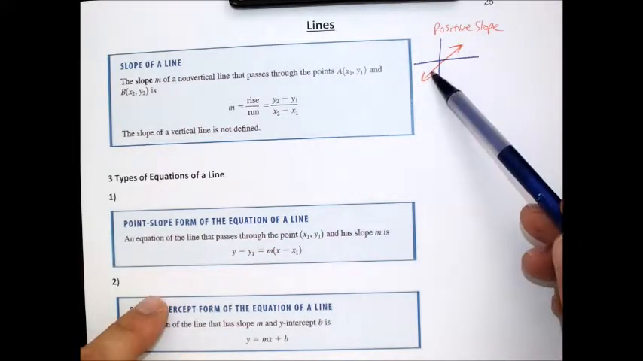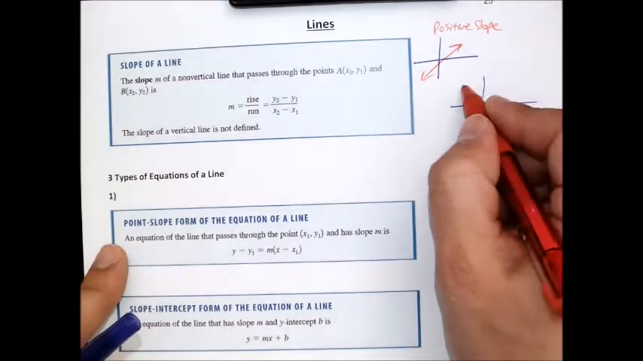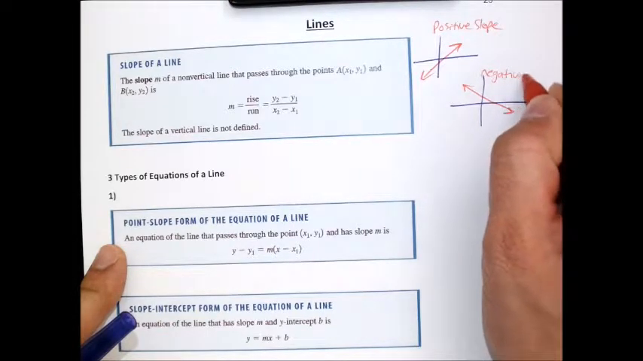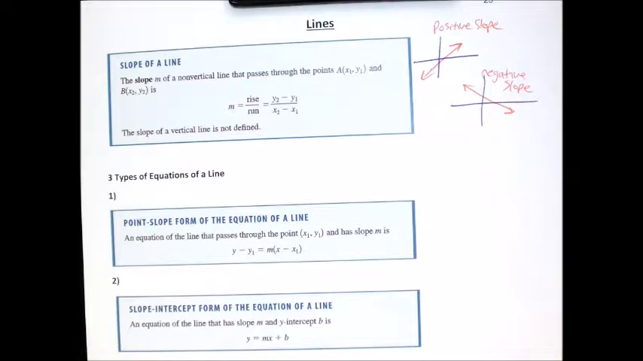Right, so positive slope goes in the upwards direction, and negative slope, the line's pointed in the downwards direction. Right off the bat, we know whether something has a positive or negative slope just by looking at what the graph looks like, right? Or vice versa, if we know that a slope is positive or negative, we know whether the line's going to be going up or down.